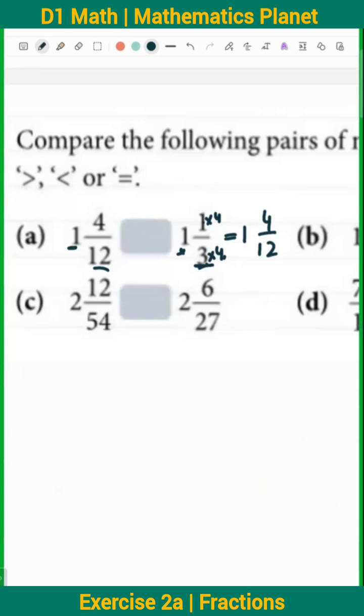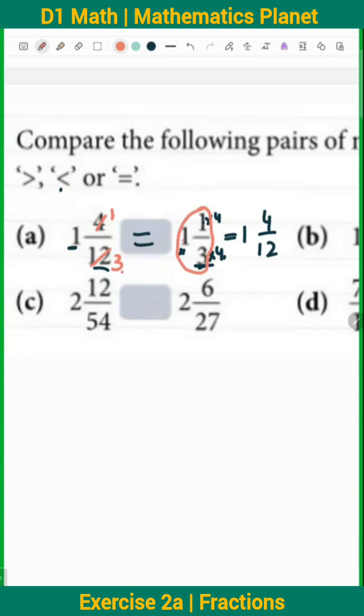Greater, lesser, or equal to? What sign is going to come over here? Equal to. Equal to. Very good. You can also do it in another way. We can simplify: 4 times 1 is 4, 4 times 3 is 12. You get 1 whole by 3, which was actually this fraction. So in both the cases, you get the sign of equal to.